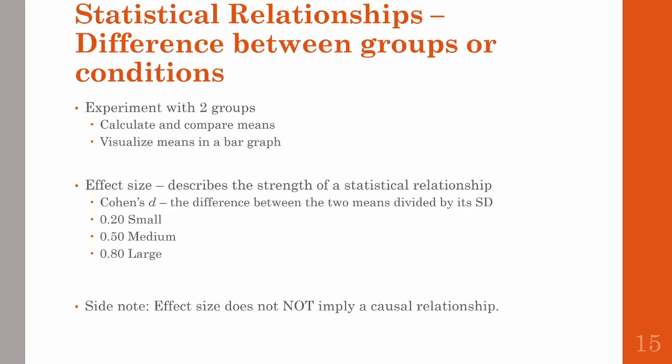Since Cohen's d values are standardized differences, they can exceed 1. So you will occasionally see Cohen's d values of 1 point something or even 2 point something in an extreme case. And an important side note on this, just because an effect size indicates that the relationship is large, this does not imply a causal relationship. For that, you need inferential hypothesis testing, and we'll get into that in the next video.